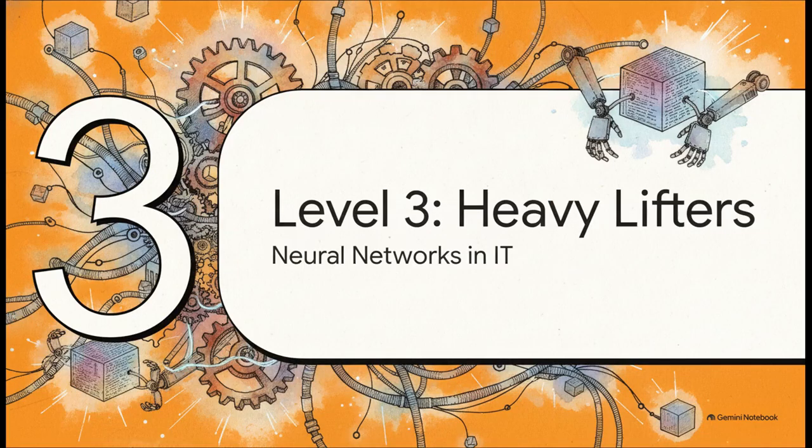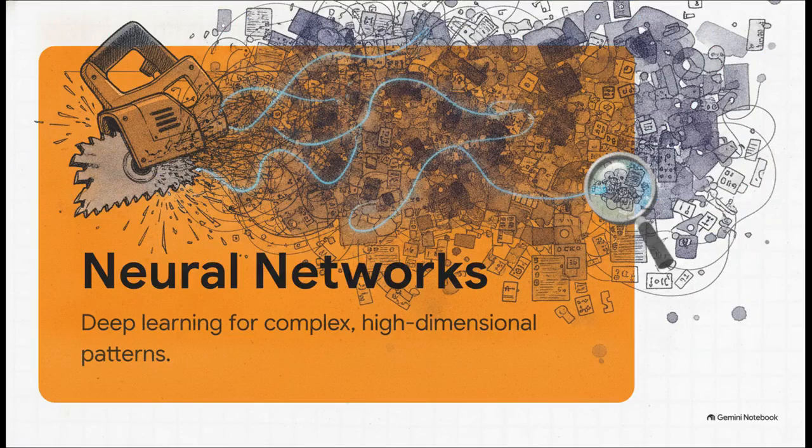Which brings us to Level 3, the heavy lifters, neural networks in IT. Building on that threshold, we reach the heavy lifters of the ML world. But listen, you should really only deploy these when those simpler tools just aren't going to cut it. When you're dealing with massive, interconnected datasets that completely overwhelm standard rules and simple branching logic, that's when you bring out the power saw, deep learning neural networks. These are used specifically for identifying and processing complex, high-dimensional patterns. They pass data through multiple hidden layers to find deep correlations that a human being or honestly a basic algorithm would simply never detect.